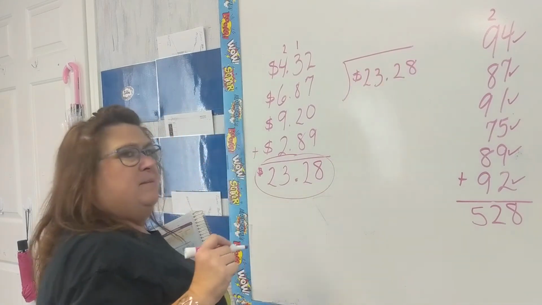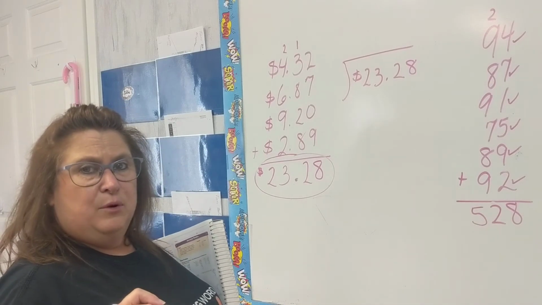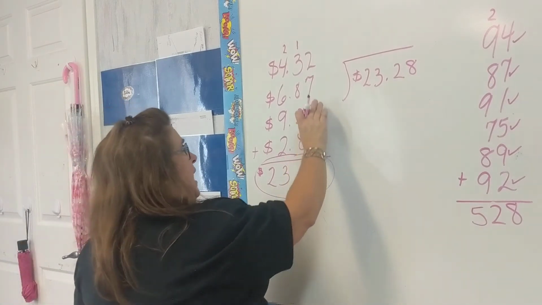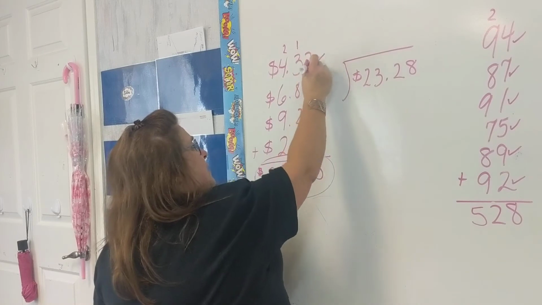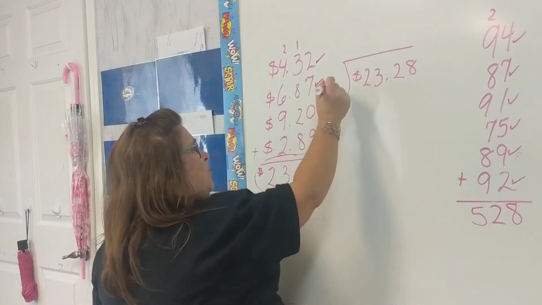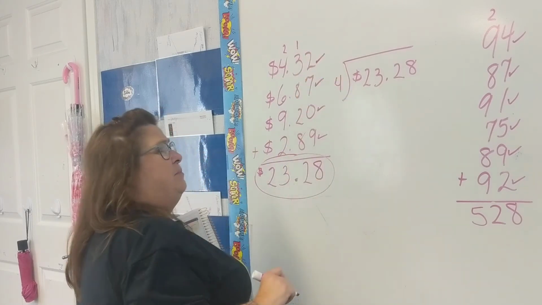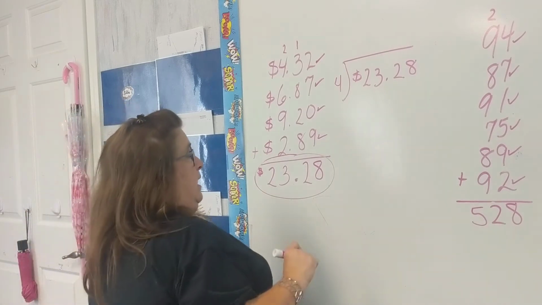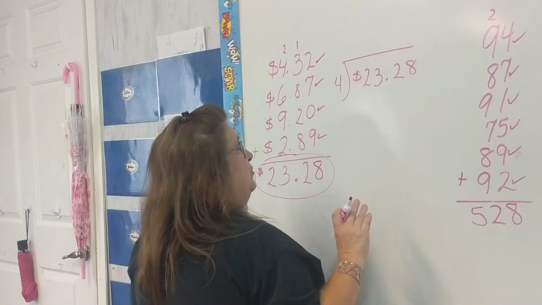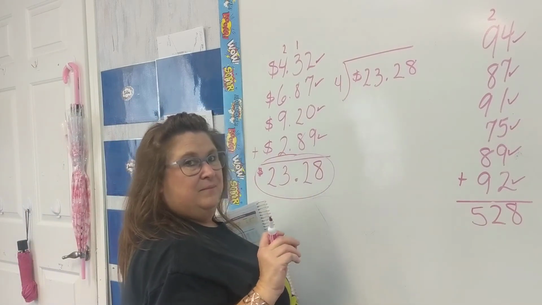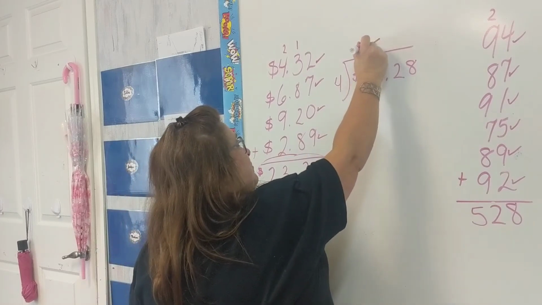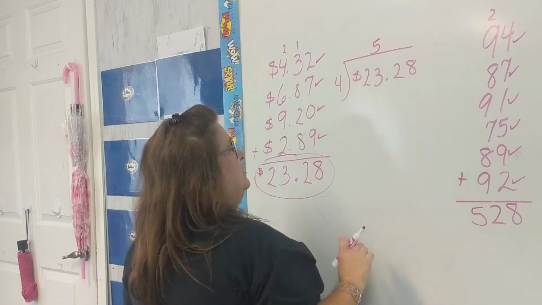Divided by, remember what we have to count to see what we're going to divide by? How many numbers we added together. So we added 1, 2, 3, 4. So we're going to divide by 4. All right, 4 will go into 23 how many times? 5, and our 5 will go above the 3 because 4 can't go into 2.